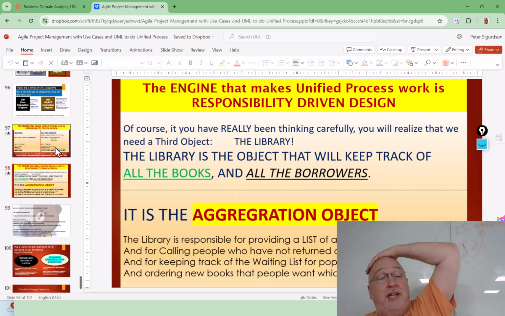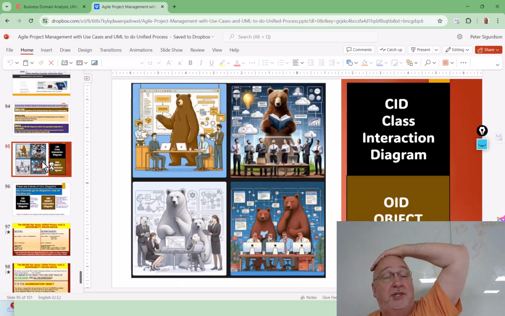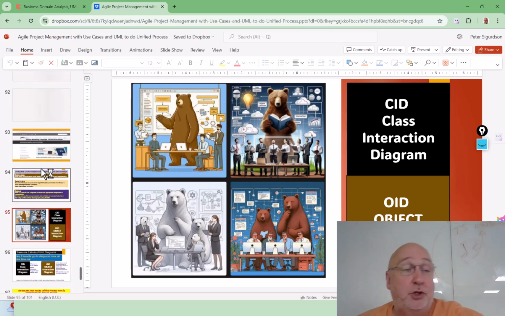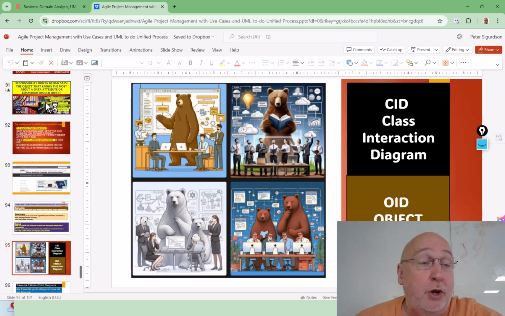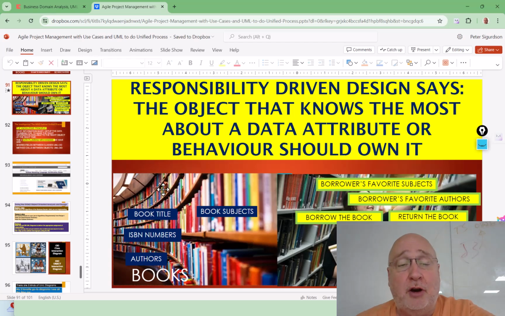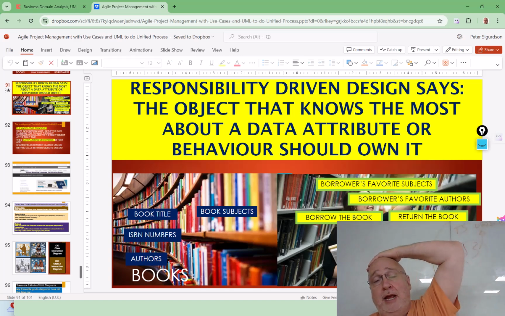Now, here's an example of unified process applied to a business domain, which is the library. What do we have in the library? Well, two kinds of objects primarily. We have borrowers and we have books. So we can model the books with their data, and we can model the borrowers with their data. And the powerful thing that makes unified process work is called responsibility-driven design.